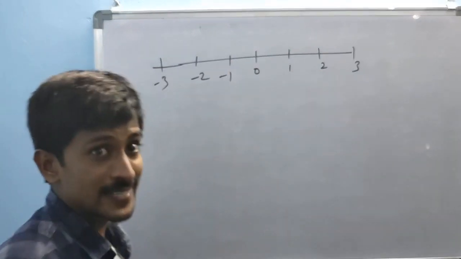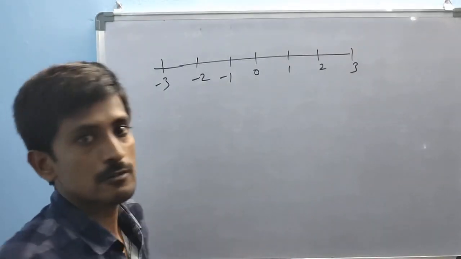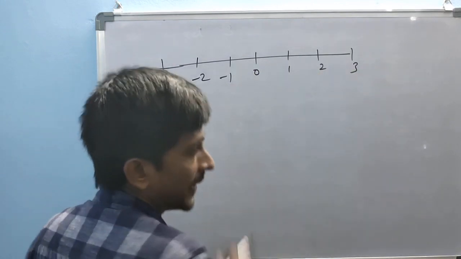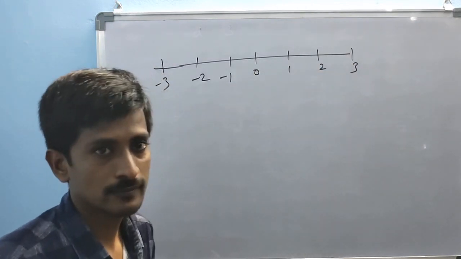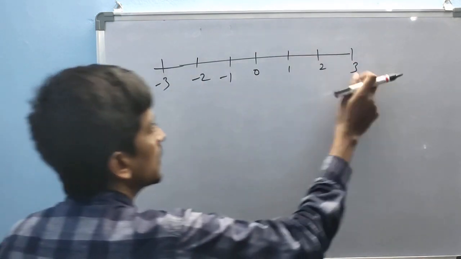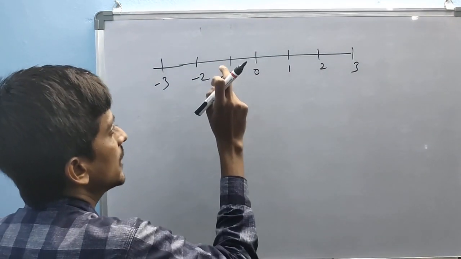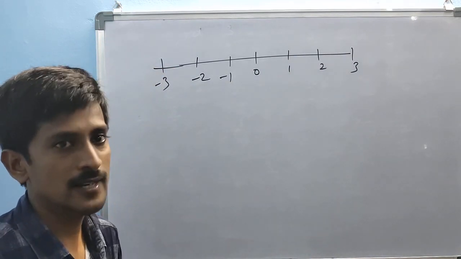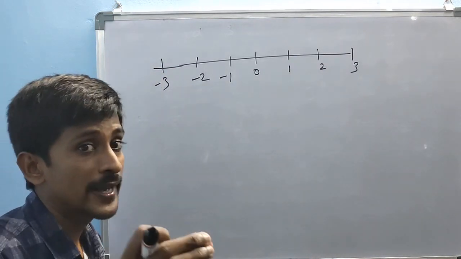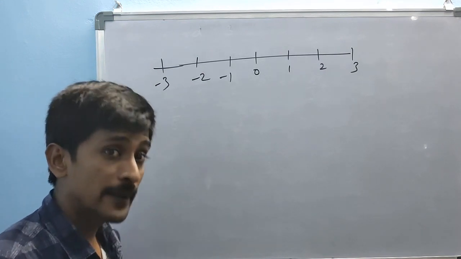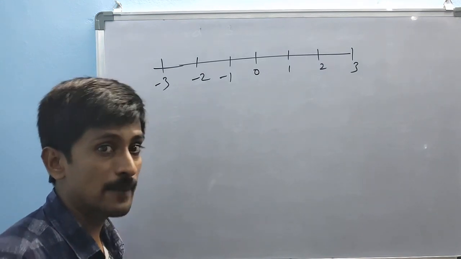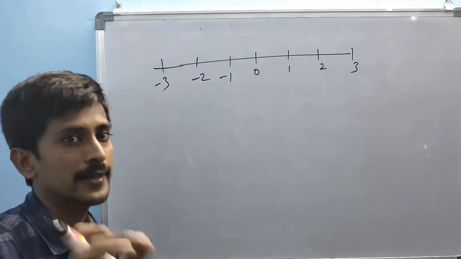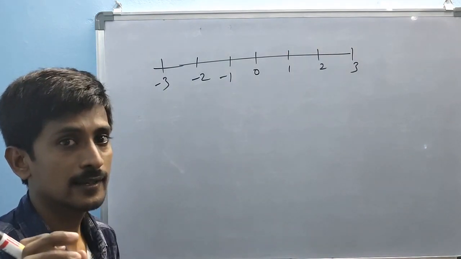And how many integers in between 2 and 3? There are none. How many integers in between 0 and 3? 1, 2. How many integers in between minus 3 and plus 3? Minus 2, minus 1, 0, 1, 2. These are 5. But how many rational numbers between any two rational numbers? Infinite. Okay.